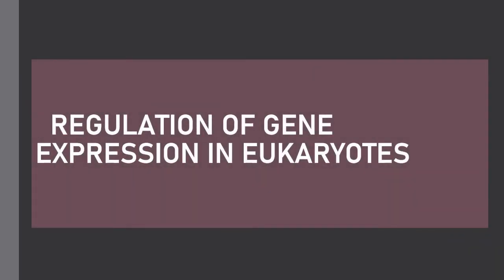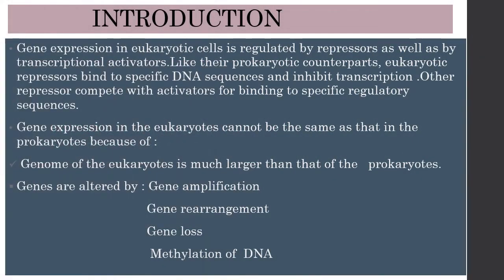Let's discuss the topic of the regulation of gene expression in eukaryotes. These are the introductions. Gene expression in the eukaryotic cell is mainly regulated by repressors as well as by transcriptional activators. Like their prokaryotic counterparts, eukaryotic repressors bind to specific DNA sequences and inhibit transcription. Other repressors compete with the activators for binding to specific regulatory sequences.